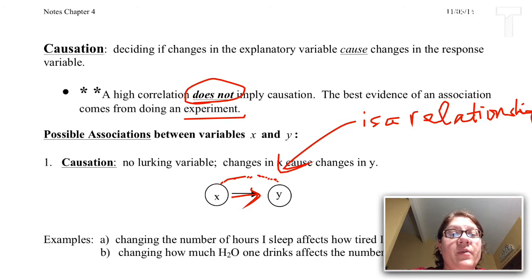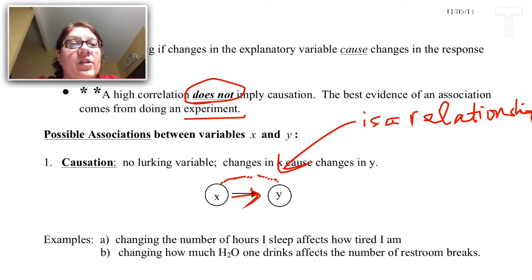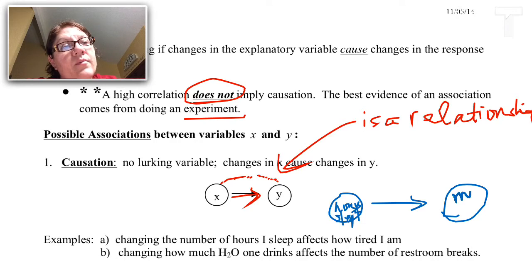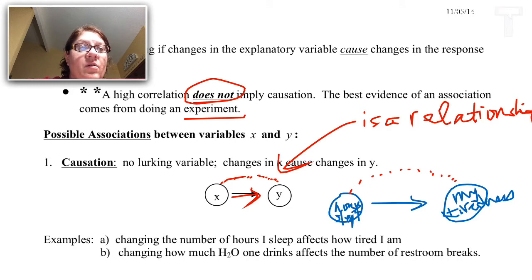So, a couple of examples. If I change the number of hours I sleep, so hours slept, that should directly cause how tired I am, so my tiredness. And I would draw it like this. Again, make sure I put the little dotted arrow over there so I show that there is a relationship between hours slept and my tiredness, but in fact the first one, the explanatory, does cause the response.